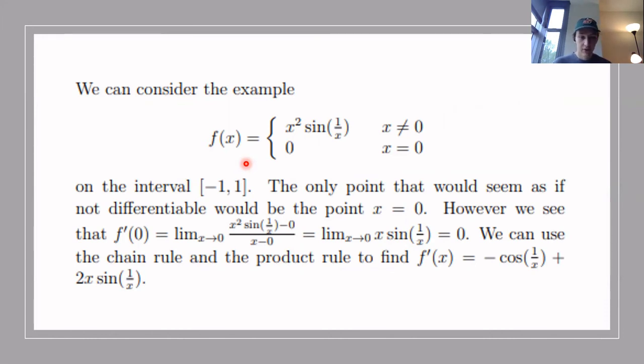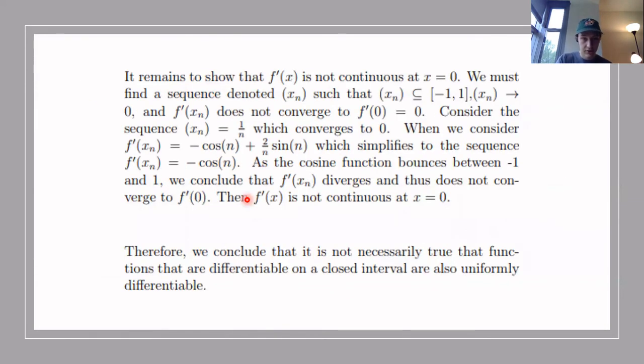We see that f prime of 0, using the limit definition, equals 0. So we use the chain rule and the product rule to find f prime of x equals negative cosine of 1 over x plus 2x sine of 1 over x. So we know that the function is differentiable at all points in this interval. Now we need to show that f prime is not continuous. So we must find a sequence in the domain that converges to 0, but the image of the sequence does not converge to f prime of 0, which we've already found was 0.